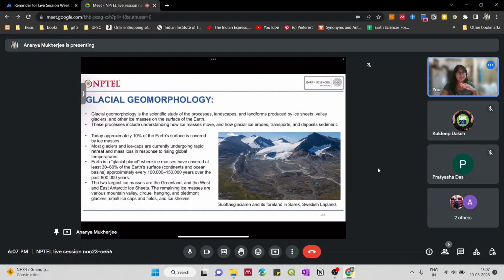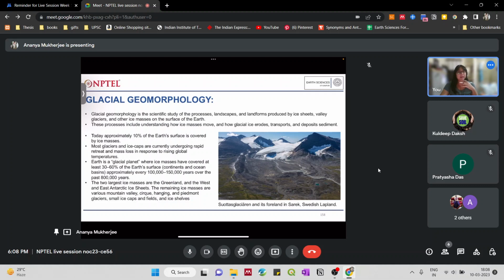When these ice sheets move on the surface of the earth, they drag sediments or material with them. At some places they will disintegrate the rocks that are present there, and later on they will deposit the material that they had carried with them, either on top of the glacier surface or at the bottom of the glacier. So this is the understanding of what we are going to study in glacial geomorphology.